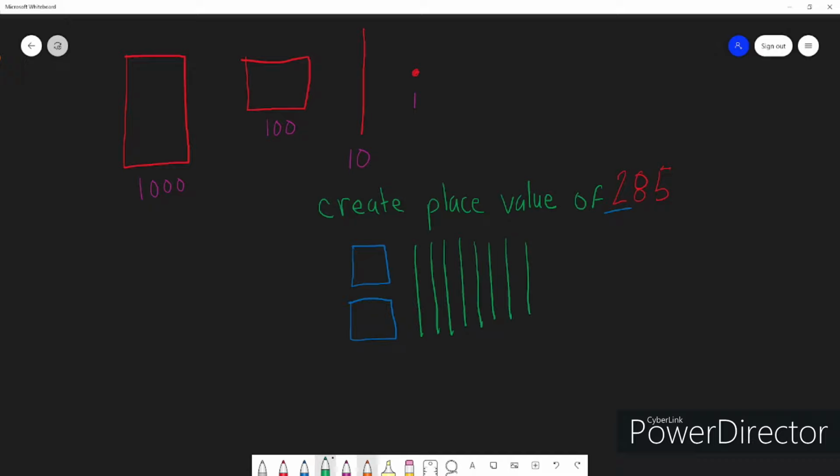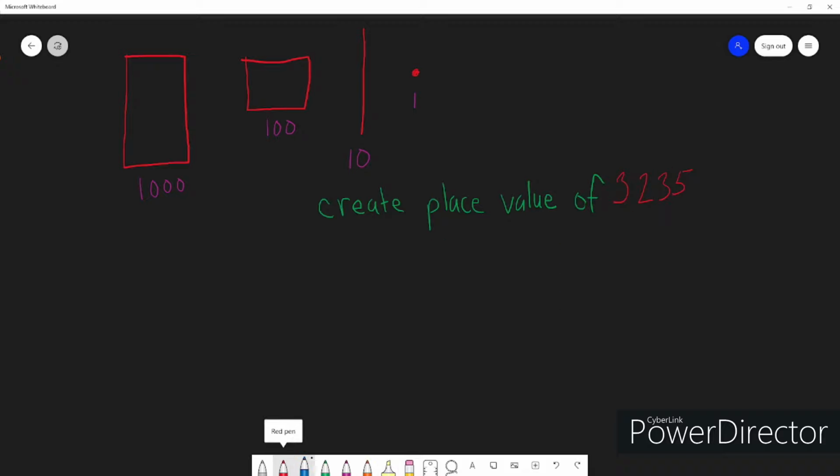And finally, we have the number 5 in the 1 section. And that will end up being 5 dots. And this is how we represent the number 285 as a representation or a picture. And here's a box of it. And the last question we'll do today is going to be a 4-digit number.